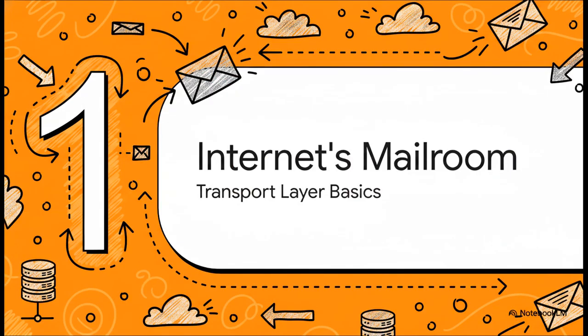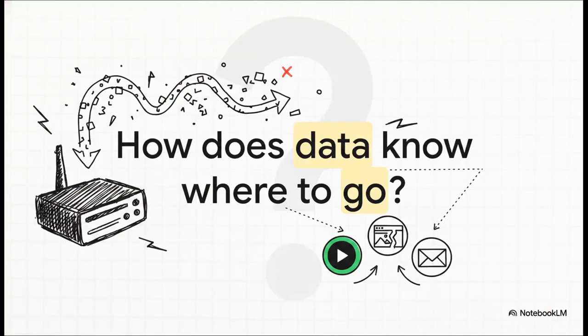Section 1, the internet's mailroom. So think about this for a second. We all experience those really annoying daily internet frustrations, right? Maybe a bit of lag during a match or a web page that just loads totally broken. But when the data actually does arrive at your computer or your smartphone, how on earth does it know whether it's supposed to go to your web browser, your email app, or your Spotify player? I mean, it's just data. This right here is the fundamental problem the transport layer solves.